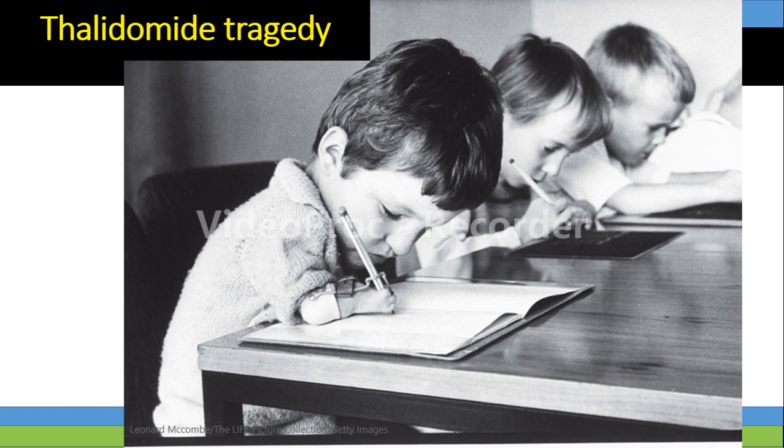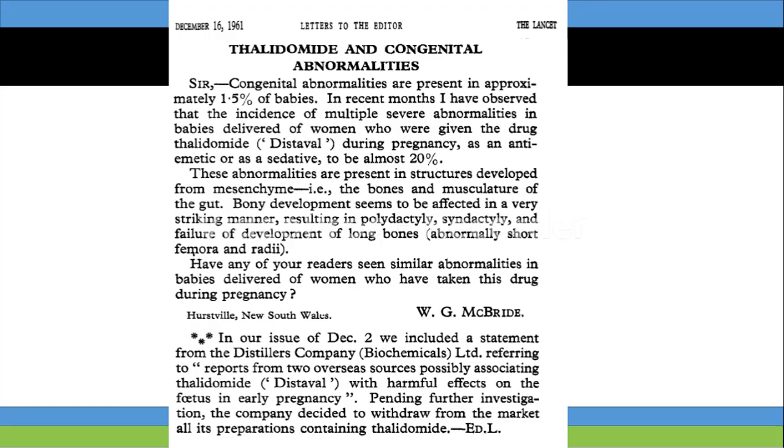Apart from that, this picture which shows a child with a small arm is the famous thalidomide tragedy. Thalidomide was a drug used in the 1960s as an anti-emetic to prevent hyperemesis gravidarum of the first trimester. It led to amelia, that is congenital absence of limbs or small limbs in children like these. And surprisingly, it was Dr. W.G. McBride who wrote a small letter to the editor in The Lancet. You can see this letter in front of you on the screen.